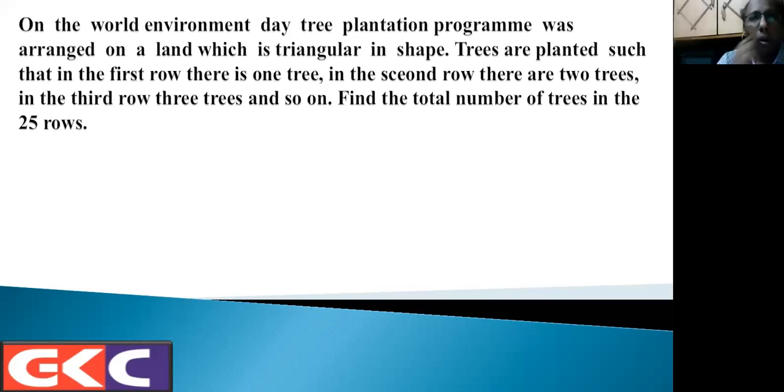On World Environment Day, a tree plantation program was arranged on a land which is triangular in shape. Trees are planted such that in the first row there is one tree, in the second row there are two trees, in the third row three trees, and so on. Now find the total number of trees in the 25 rows.